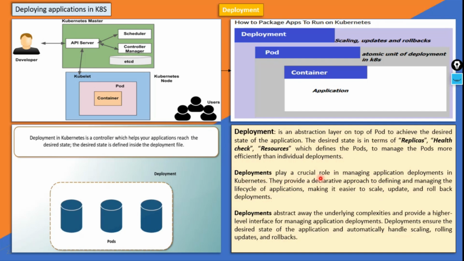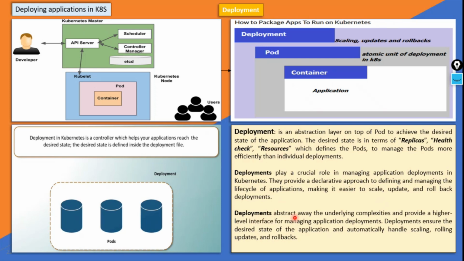Deployments play a crucial role in managing application deployments in Kubernetes. Yes. They provide a declarative approach to defining and managing the lifecycle of applications, making it easier to scale, update, and roll back deployments. Am I audible? Are there any people? Yes, sir. Oh, okay, you are there. Fine.